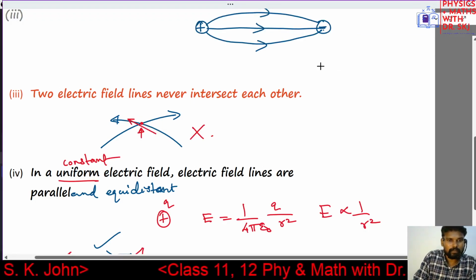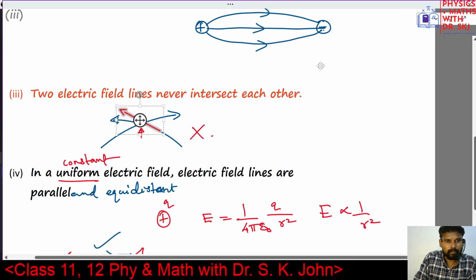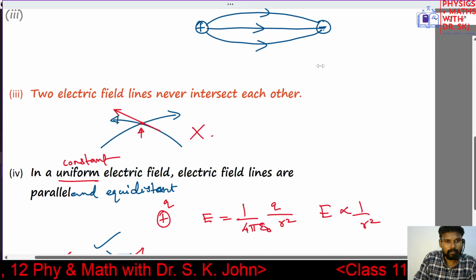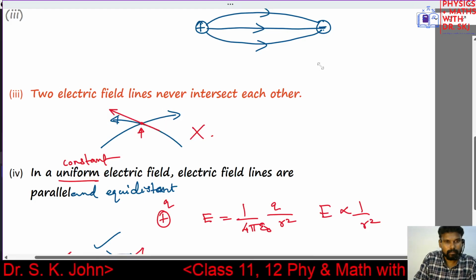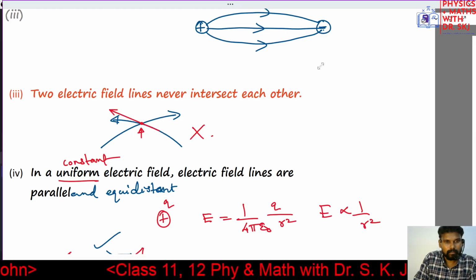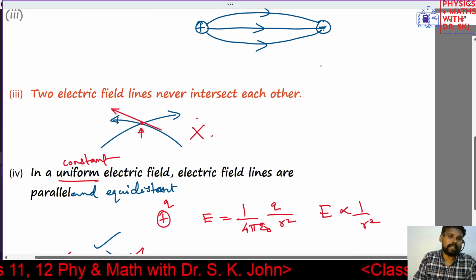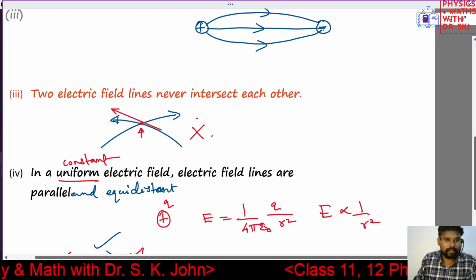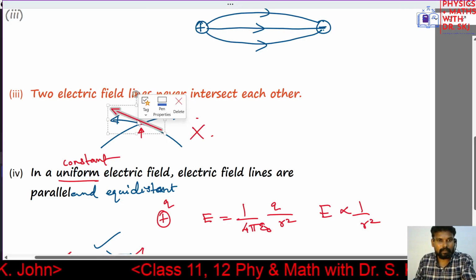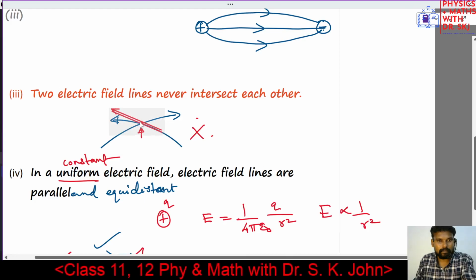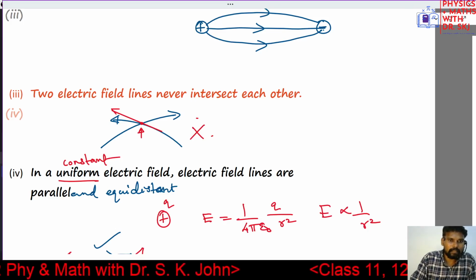At the point, if you draw the electric field, it will be a tangent like this, not a tangent like this. This is one case. If you draw the tangent to the first line, it will be like this. And this is one of the directions of electric field at this point.